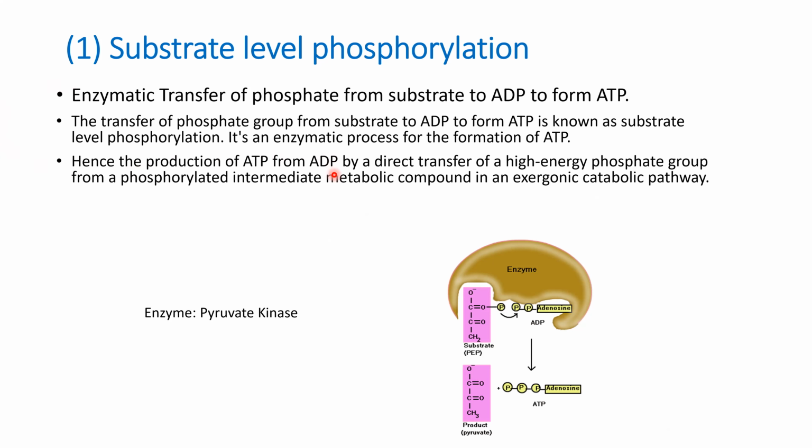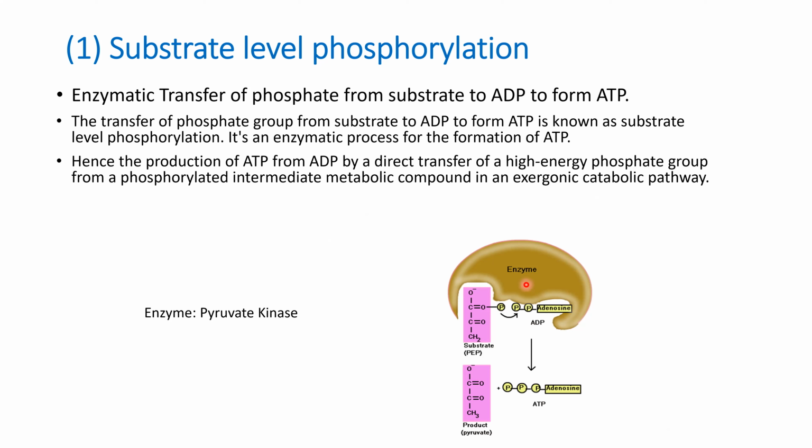This is basically a direct transfer of a high energy phosphate group from a phosphorylated intermediate metabolic compound. So this is an exergonic catabolic pathway. And you know, an exergonic catabolic pathway means that there is a release of energy, and it is giving that energy up to the system.